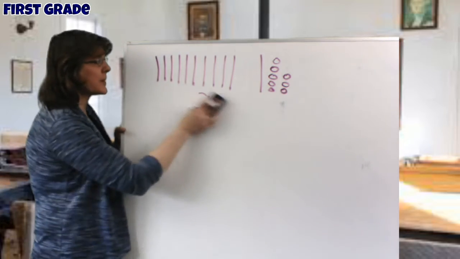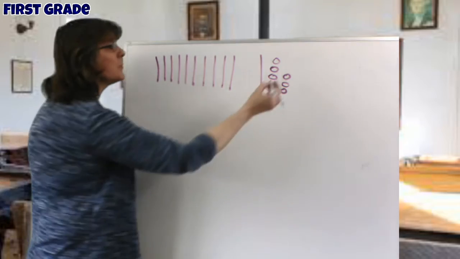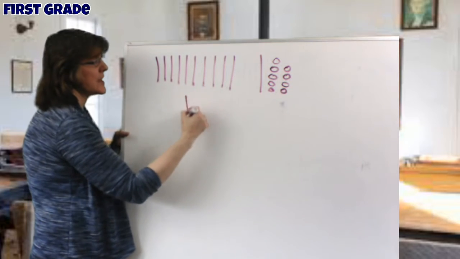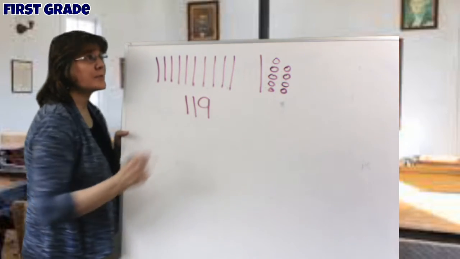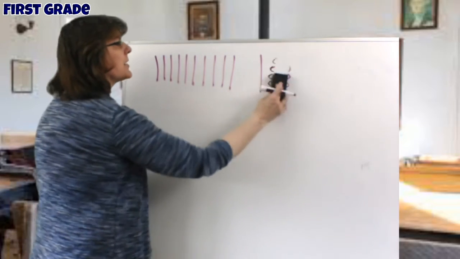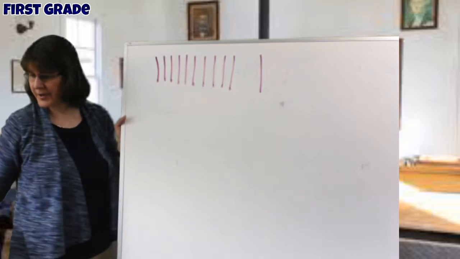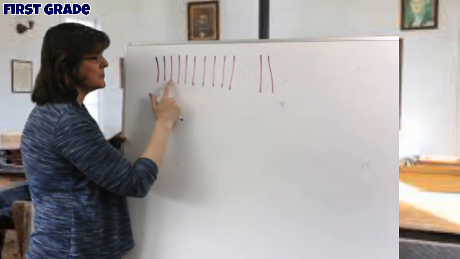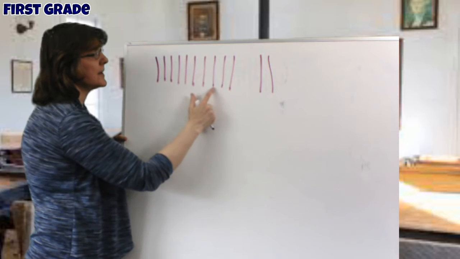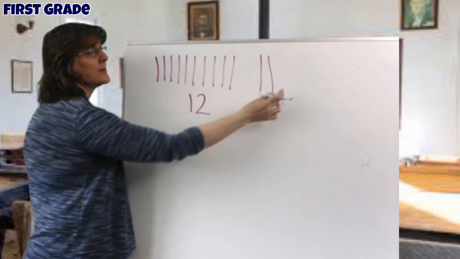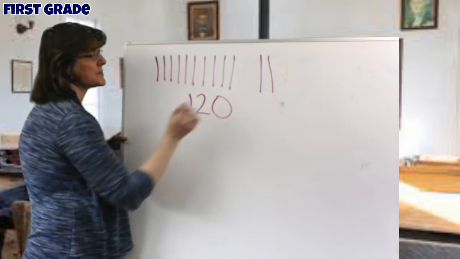Our next one, we have 9 in the ones. We still have our 11 bundles of 10. 9 ones, 119. Go to number 10 now. They've added another stick over here. So let's see how many sticks we have. 1, 2, 3, 4, 5, 6, 7, 8, 9, 10, 11, 12 bundles of 10. No ones, 0 in the ones, 120.